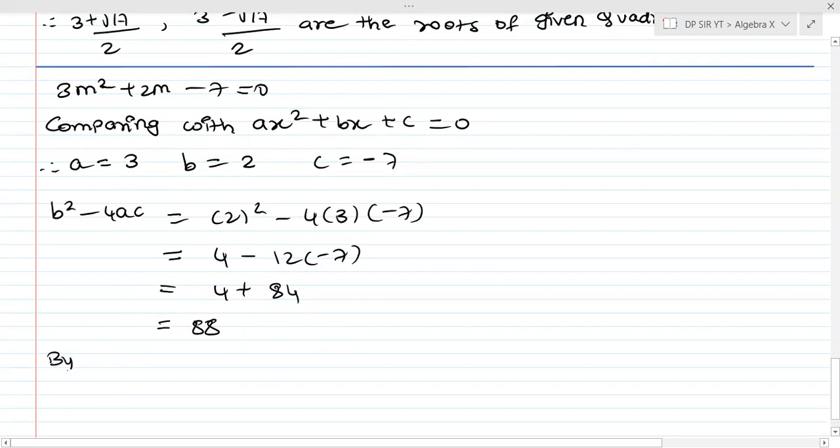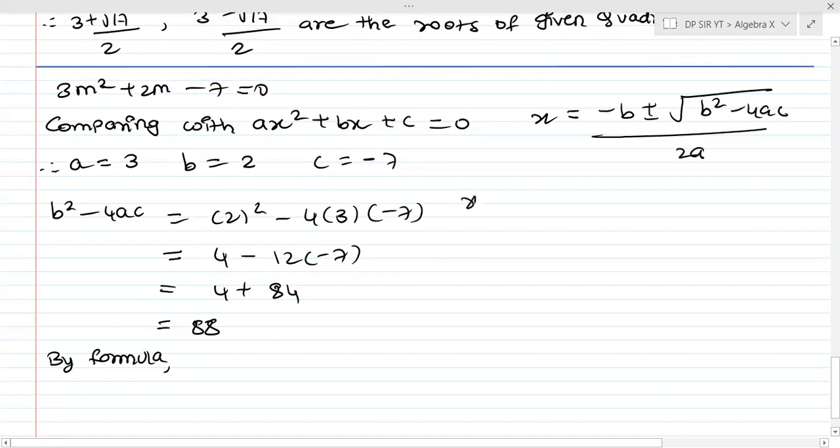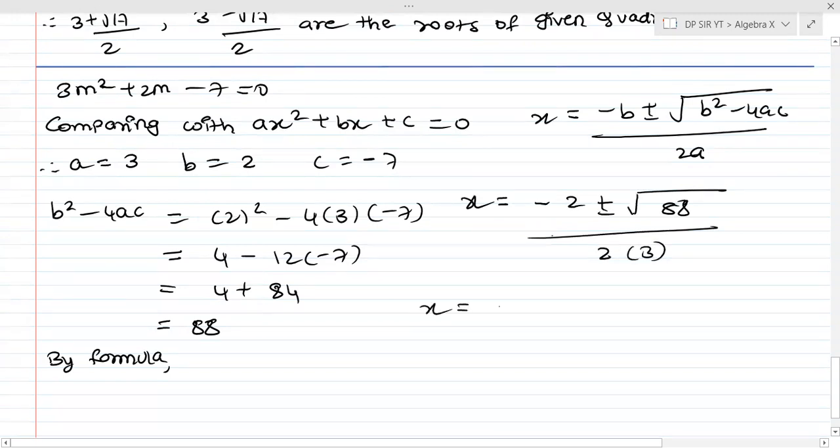Now by the formula method, your formula is x is equal to minus b plus or minus under root of b square minus 4ac. People make mistakes over here, they forget this 2a. Don't forget this 2a. That is a very, very important part of your formula. So here it's minus 2 plus or minus under root of b square minus 4ac, that is nothing but 88, upon 2a. So 2 into a. What is your a? Here it's 3. So see, here it's not 1. So I just said be careful. Plus or minus under root of 88 upon 6.